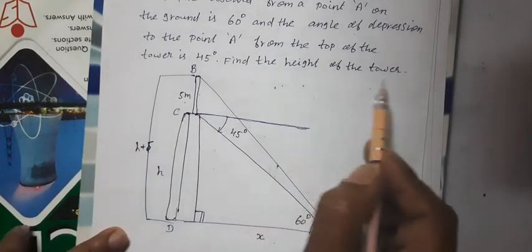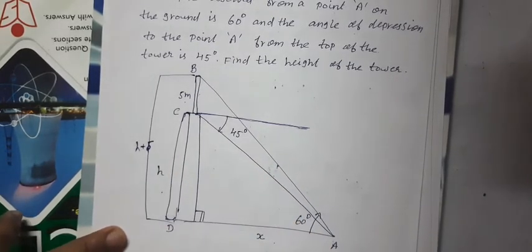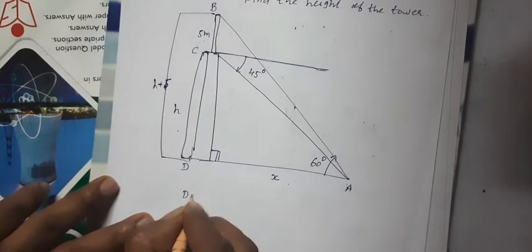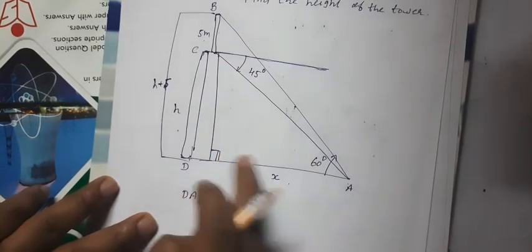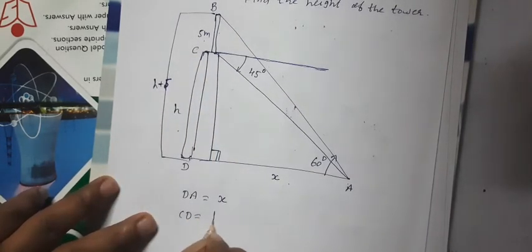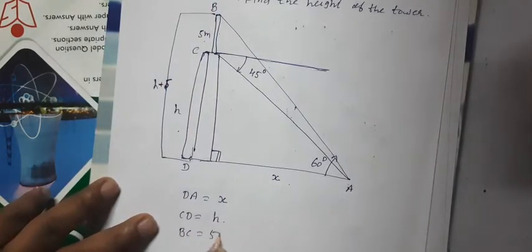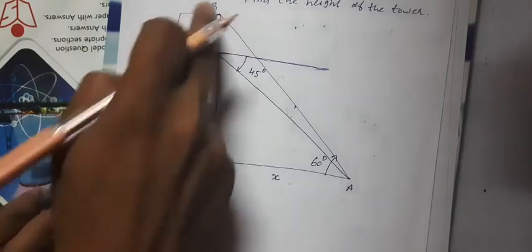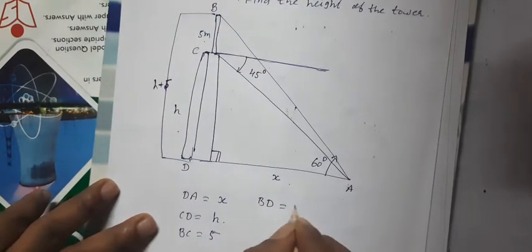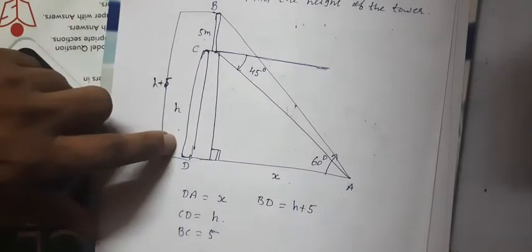Here we want to find the height of the tower h. Given DA is equal to x, CD is equal to h, and BC is equal to 5. In total, BD is equal to h plus 5. So this is the diagram for the given question. Now we want to find the height of the tower.